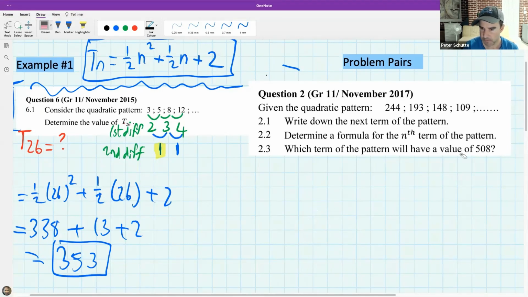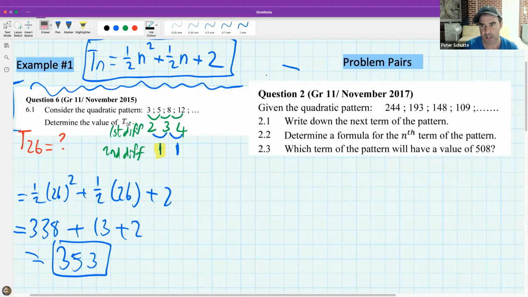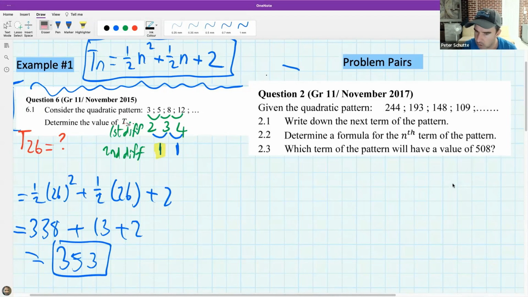Okay, and now for students who are working on question 2, I'm going to give you a little bit more time. This is about a 10 mark question, so we need to give you some time. But it seems to be going okay. The fourth term is 109 in this particular question 2.